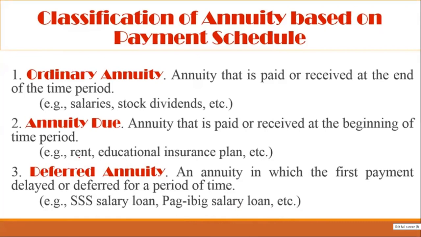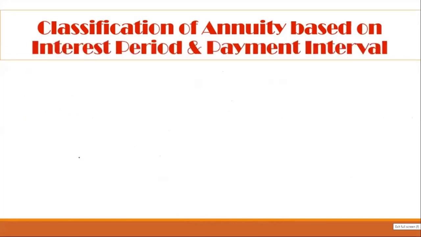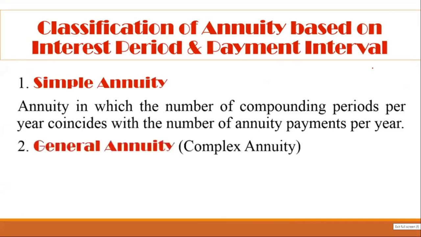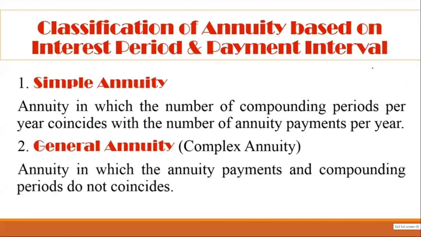We also have the classification of annuity based on interest period and payment interval. We have the simple annuity, in which the number of compounding periods per year coincides with the number of annuity payments per year. And the general annuity or complex annuity, in which the annuity payments and compounding periods do not coincide.